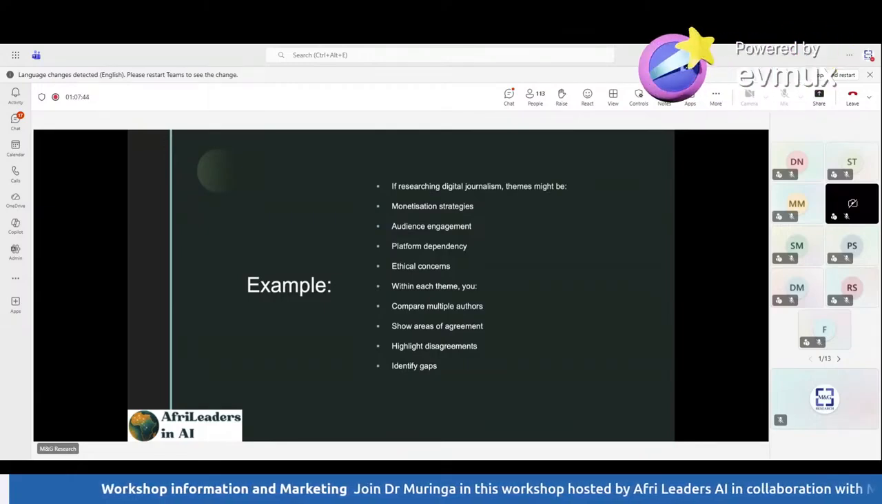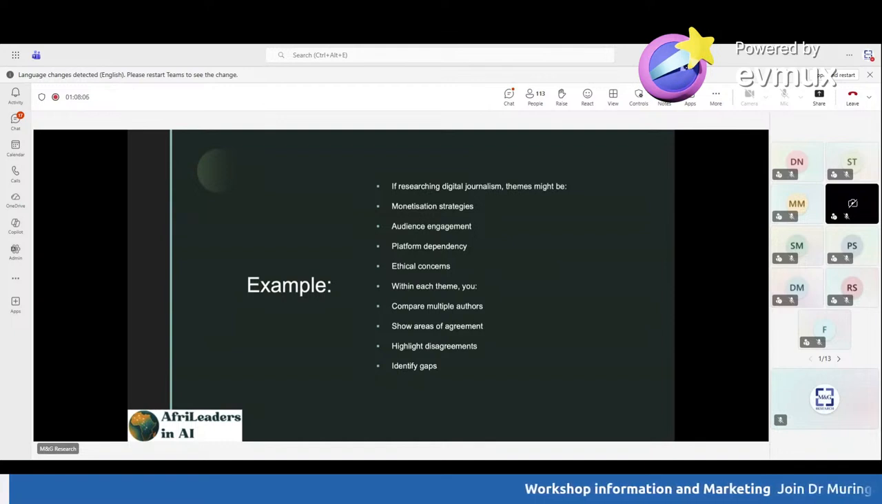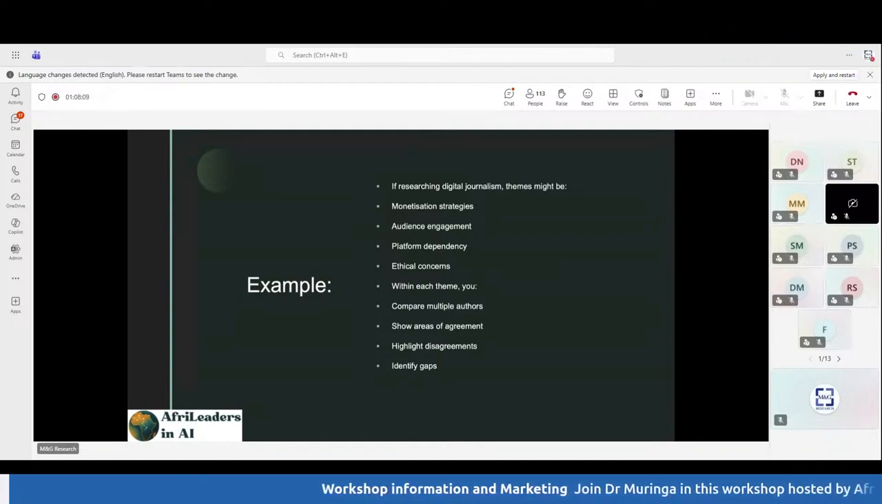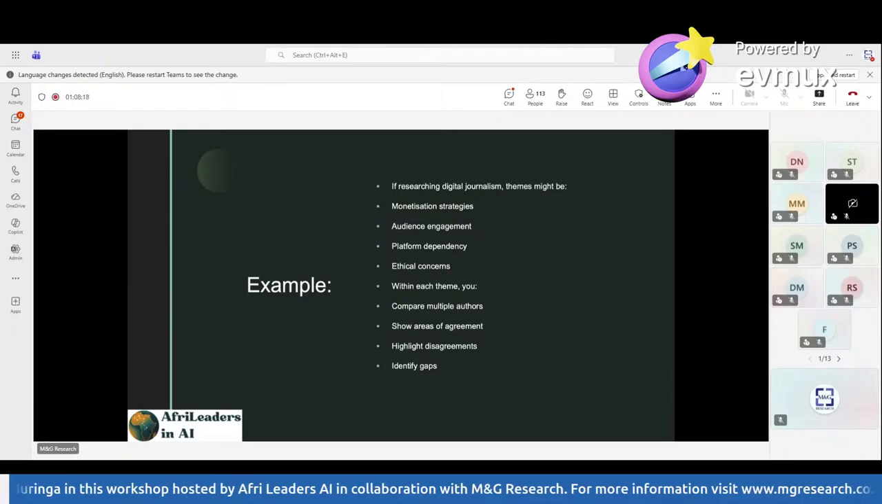If you are researching, for example, digital journalism, the themes that emerge might be monetization strategies, audience engagement, platform dependence, ethical concerns, right? Remember, these themes are emerging from your research question. Within each and every theme that you have identified, this is where you compare multiple authors. You show where they agree and you show where they disagree, and then you move on to identify gaps. That's how each and every theme should reflect.